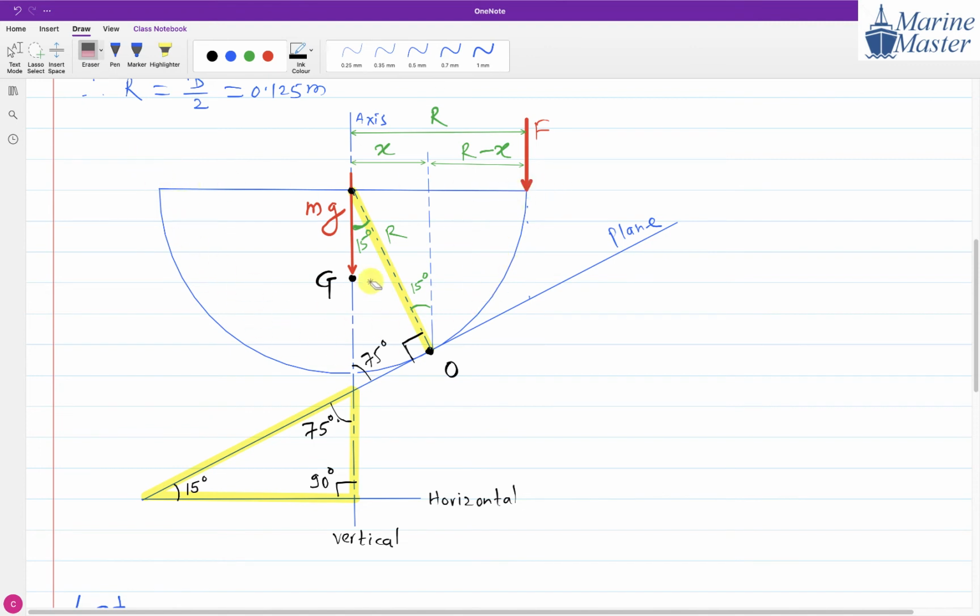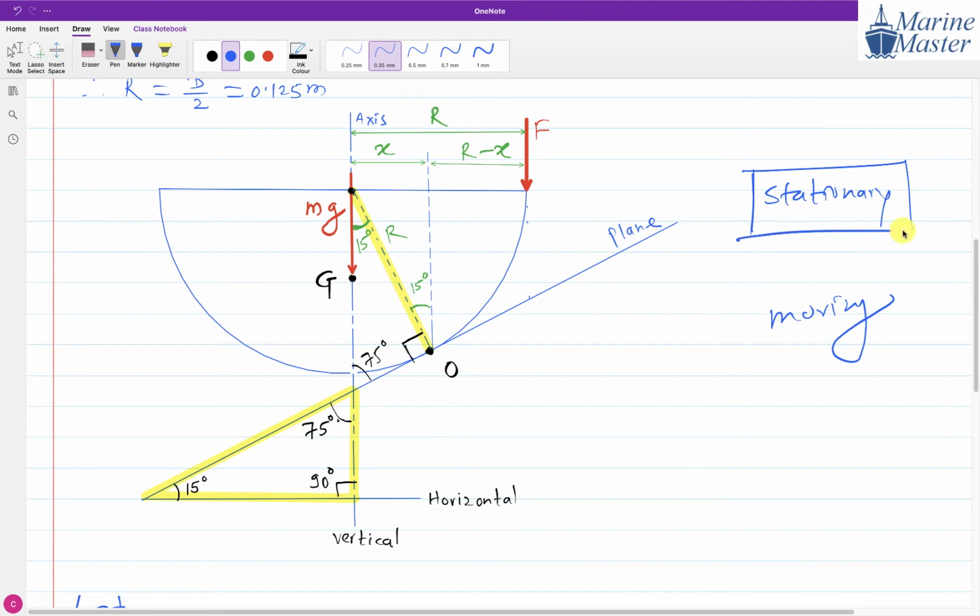If you want to maintain this axis vertical, is the hemisphere stationary or moving? Out of this, which option is correct? Sir, it needs to be stationary.